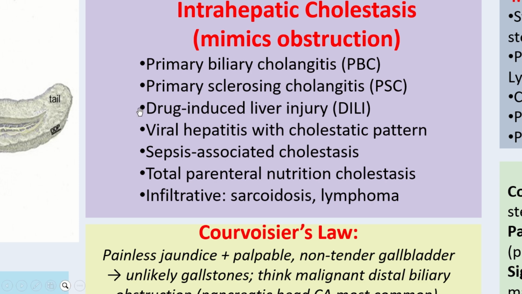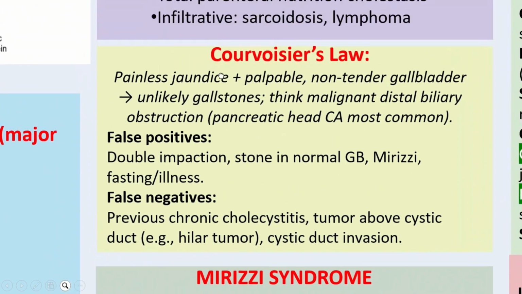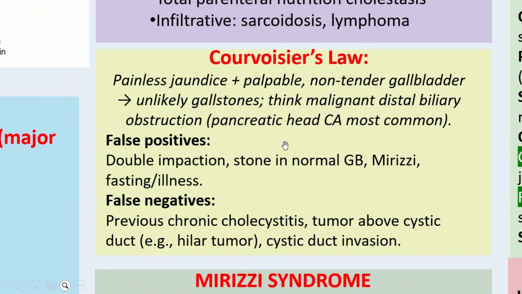So when you look at Courvoisier's law, it is a law that was made by this man Ludwig Courvoisier, and he observed that whenever we have a person with jaundice and a gallbladder, so when you have a painless jaundice plus a palpable non-tender gallbladder, then unlikely it is due to stones.